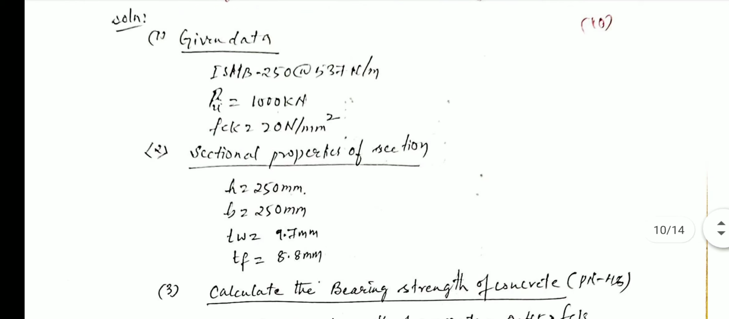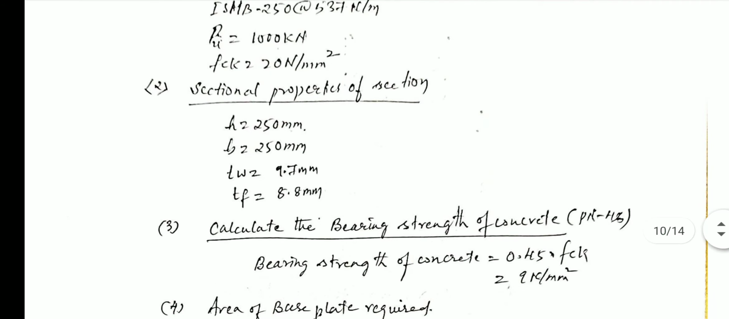H is given as 250, indicated by your problem itself. ISHB 250 means 250 is the depth, or H, indicated by small d. B is also given, and one more thing to understand here: both H and B are equal. It means that the shape is a square. TW is given as 9.7 mm and TF is given as 8.8 mm. From this data you collect and note down from the steel table. Once you note down the data, you go for step number 3.